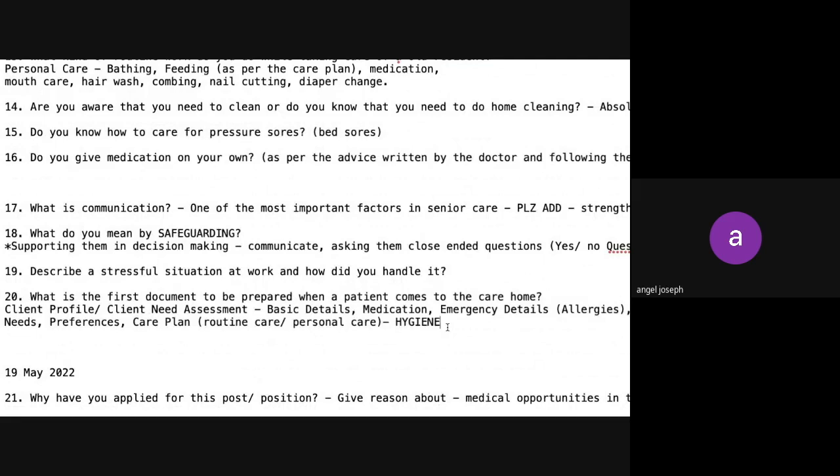Alright, so like I said, study this client profile well. Alright, we'll connect tomorrow.